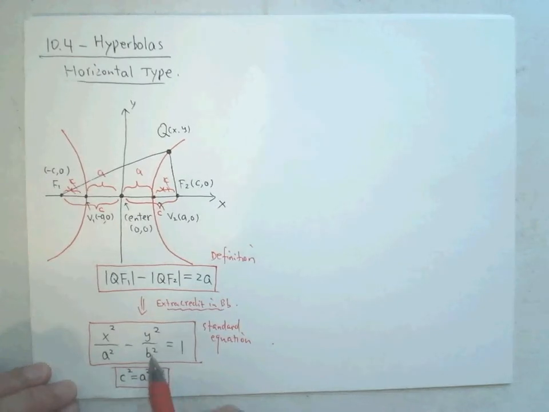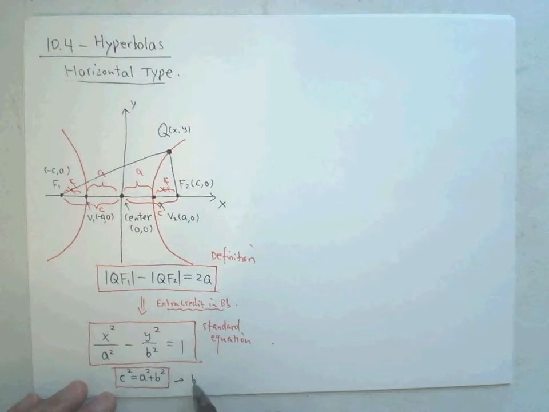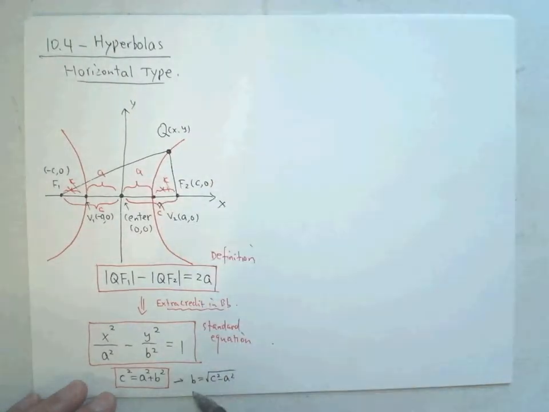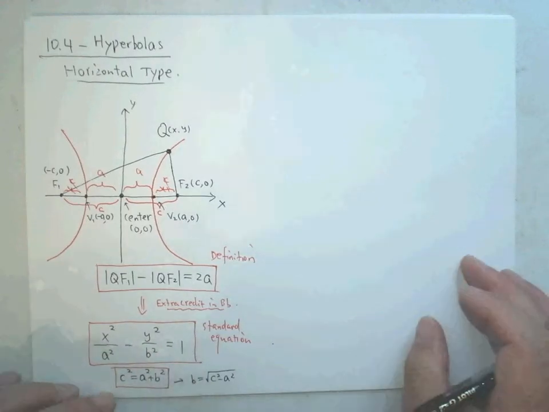So how to find the B? Of course, you know how to find the B, right? So to find the B is this: B equals the square root of C squared minus A squared. See, in this graph we have a C, we have A, then we can find B and plug in. So this is the standard equation.